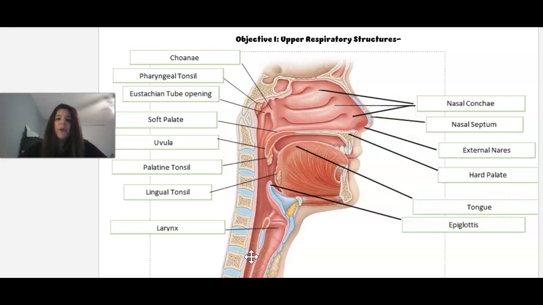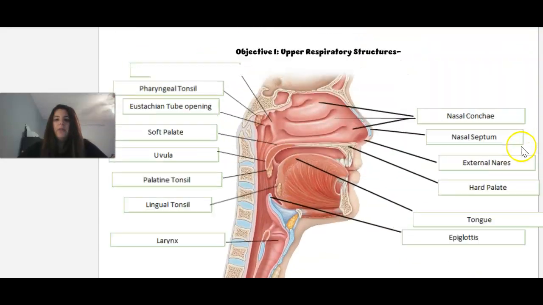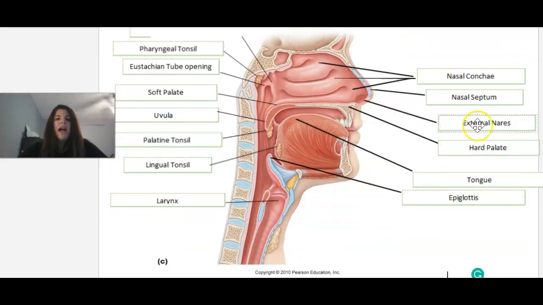If we start here with your external nares, the external nares are basically your nostrils, the place where air is actually going to enter into our body. Our nostrils are going to be filled with mucous membrane and nose hairs that are going to trap debris that might be floating around in the air, so bacteria, viruses, fungus, dust, that kind of thing.